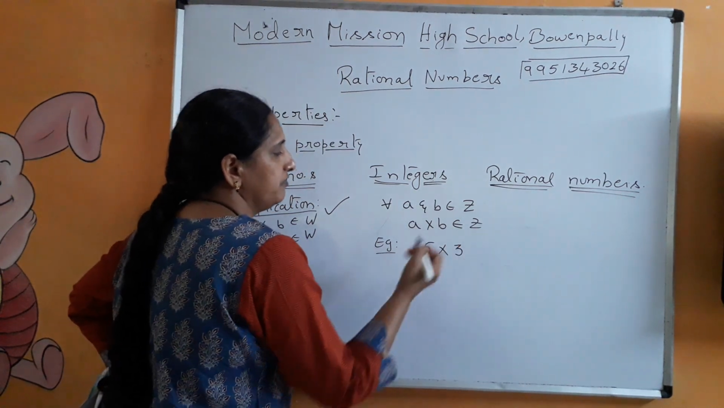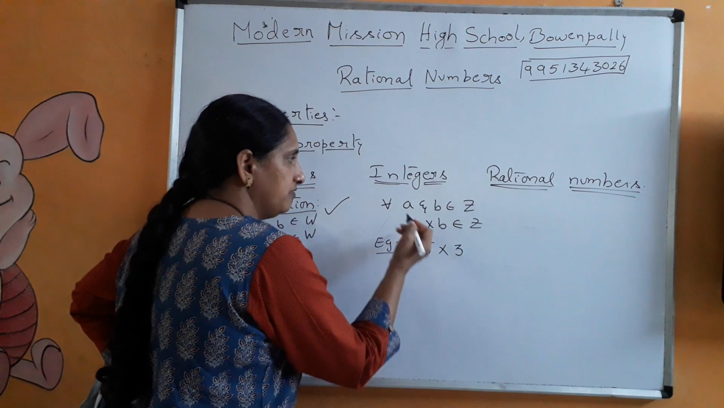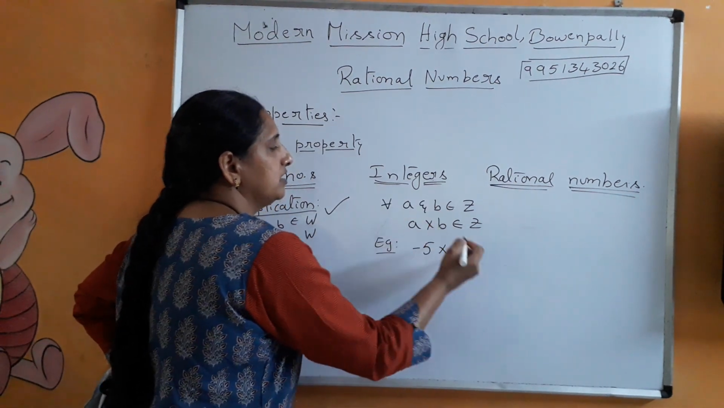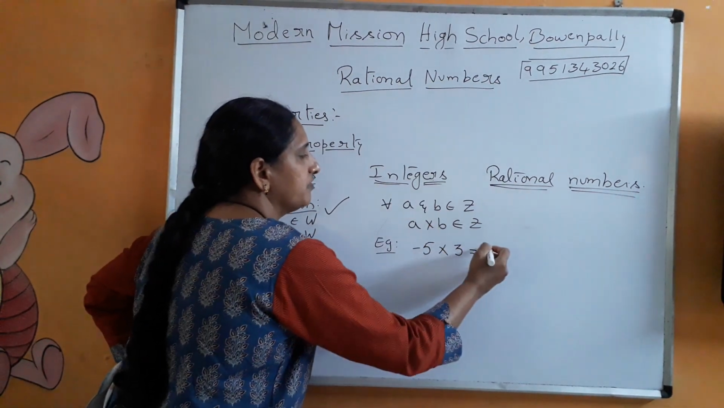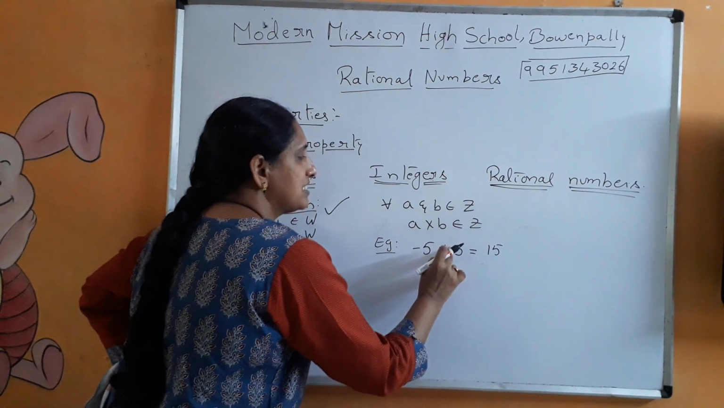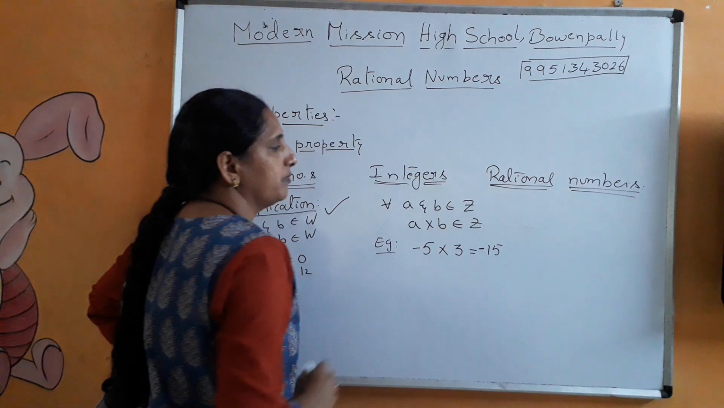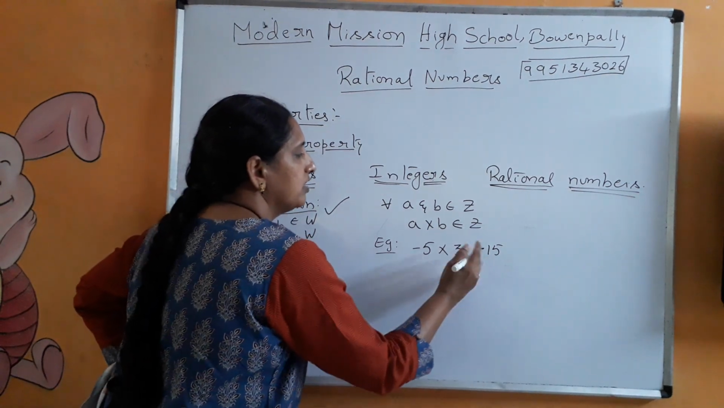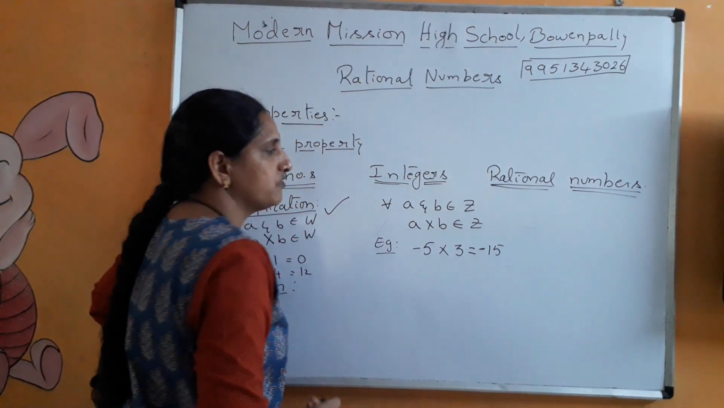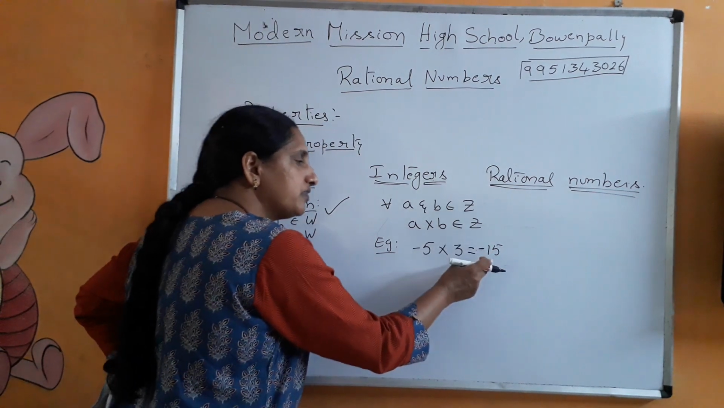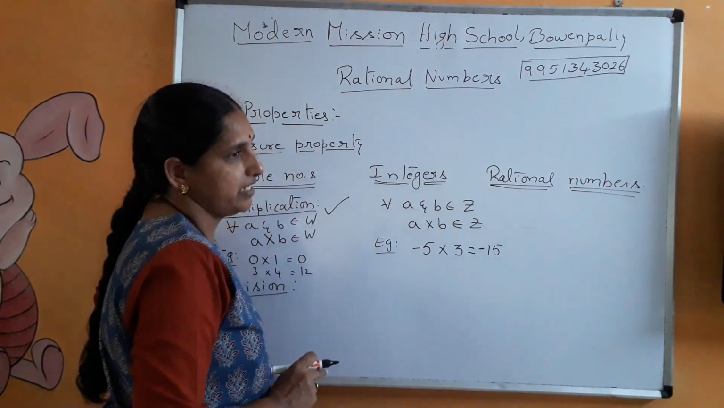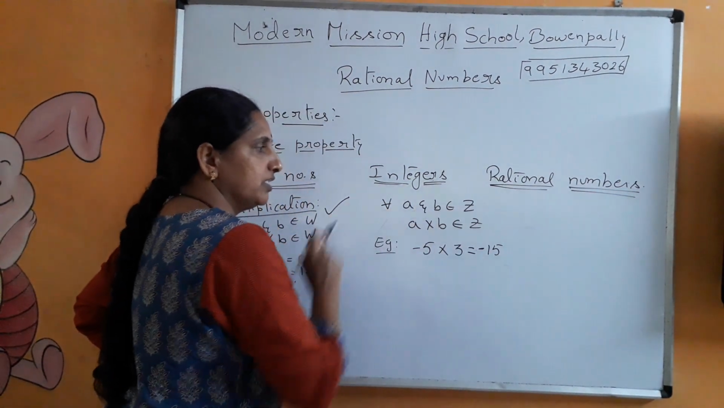So minus 5 into 3. Minus 5 is an integer, 3 is an integer. The result is 5 3s are 15. You have plus 3 here, positive into negative, plus into minus is minus. So therefore, you got the result to be minus 15. Is minus 15 an integer? Yes, minus 15 is an integer.